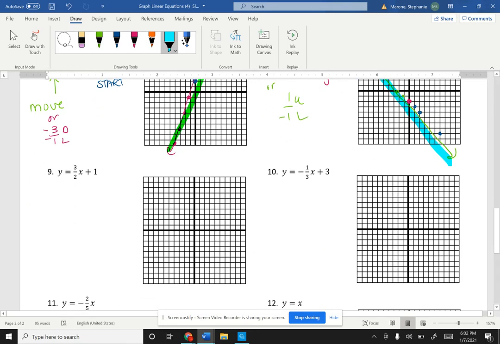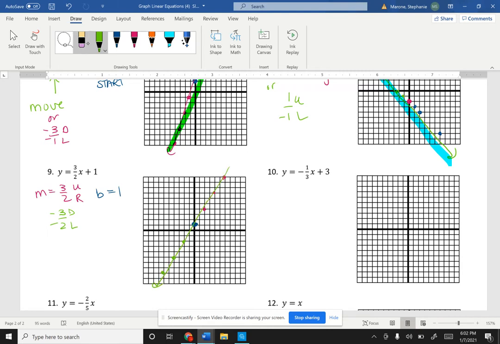Just go back and make sure. So 9, it's going to be going up. 10, it's going to be going down. 11 is going to be coming down. So my slope is 3/2. The y-intercept is 1. Begin at the y-intercept, which is 1. The slope is 3 over 2, which is up 3 to the right 2, which will create my positive slope. Or we can go down 3 and to the left 2. And that will be our line.